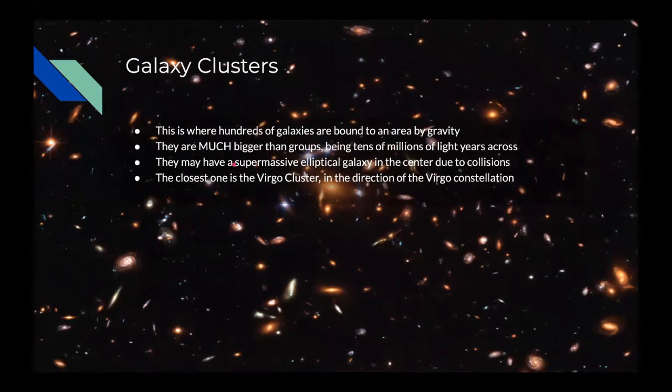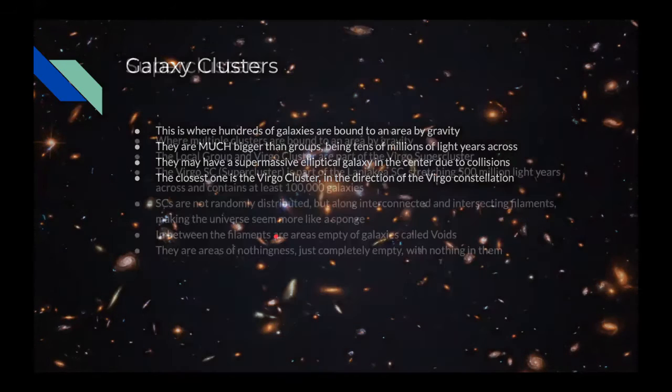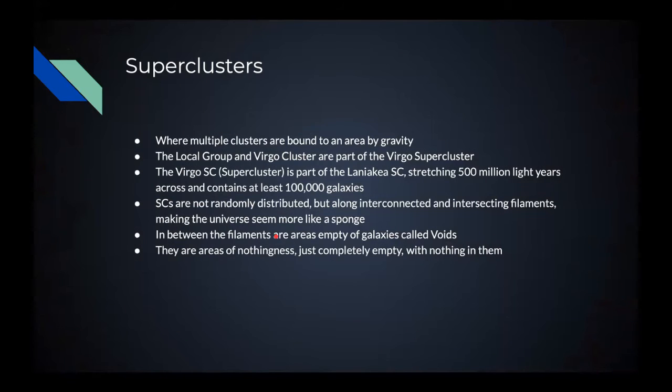Now, they may or may not have a massive elliptical galaxy in the center, because most galaxies in these clusters may collide and form a massive elliptical in the center. But that's a big if. They may or may not have it. Now, the closest galaxy cluster to us is the Virgo cluster, which is in the direction of the Virgo constellation, as you would think. So, yeah.